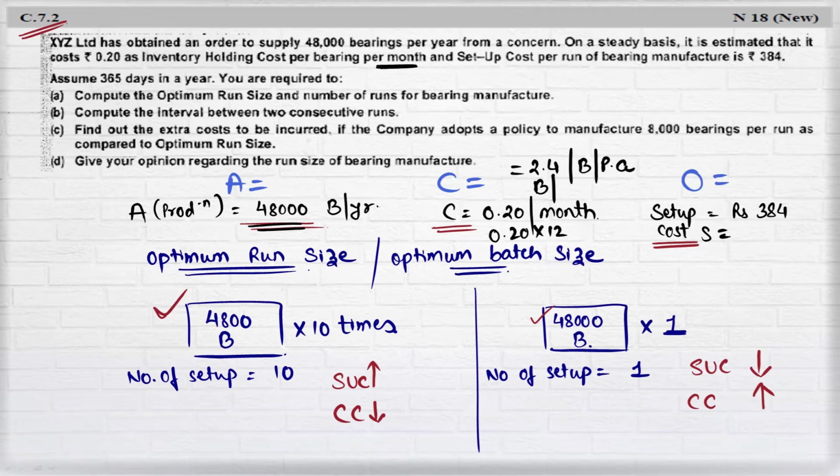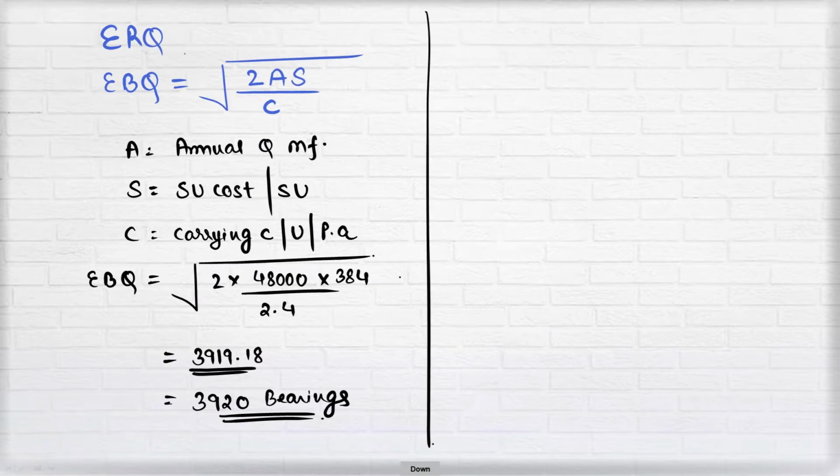Then they asked me the number of runs for bearing manufacture. So number of setups or number of runs: 48,000 divided by 3920 will be the number of times you will be purchasing. But here it will not be purchasing. It is the number of times you will be setting it up, or number of runs. 48,000 divided by 3920 is 12.24.